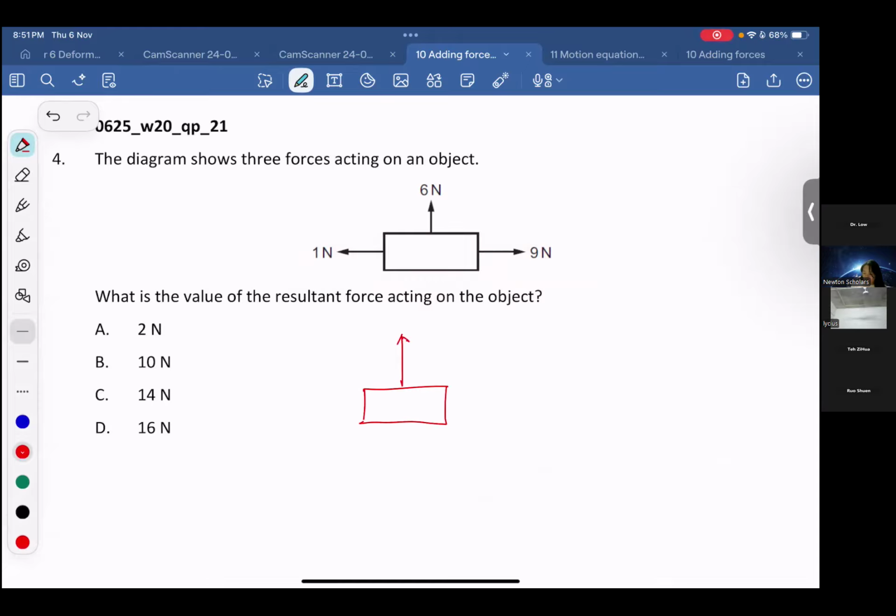Continue solving. No need to use the vector diagram. You just use the Pythagoras theorem. 9 Newton, 1 Newton is opposite to it, so it should be 8 Newton. From here, are you able to solve it? What is your resultant force?